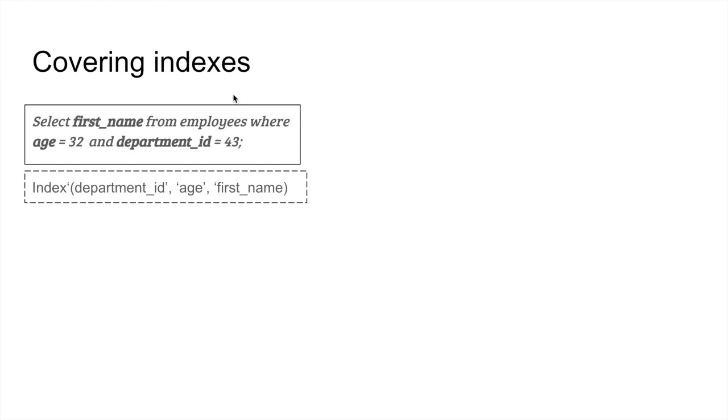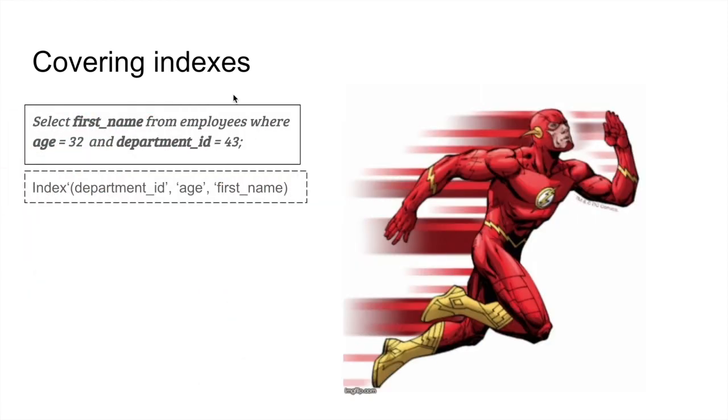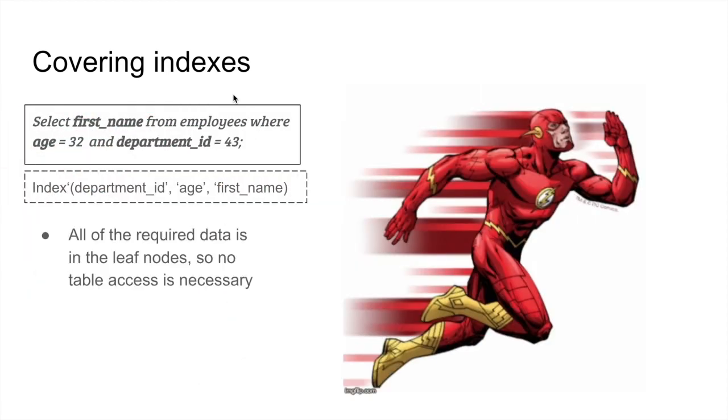Why are covering indexes so flashy and so blazingly fast? It's because they contain all of the required data in the leaf nodes. So that means all of the data for the search conditions is in the leaf nodes, but also the data for the fields that make up the end result. There is no need for a lookup to access any table data. It's all there in the leaf nodes. And that's why covering indexes make for the fastest lookups around.